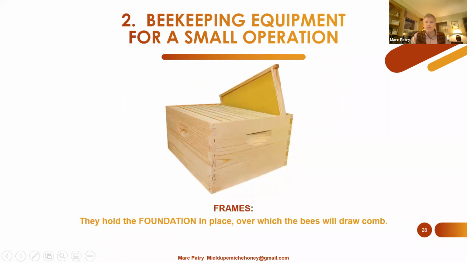So this is what a box full of frames looks like, right? I said it was like a filing cabinet. You just slide them in, and the frame here has what we call foundation. It's basically a piece of wax and/or plastic, and embossed on it are little hexagonal shapes of the exact size of the cells of a colony of comb. So that guides the wax making of the bees. They'll be encouraged to make wax exactly on both sides of that sheet. And they'll draw out the cells in which they will lay eggs and store honey.